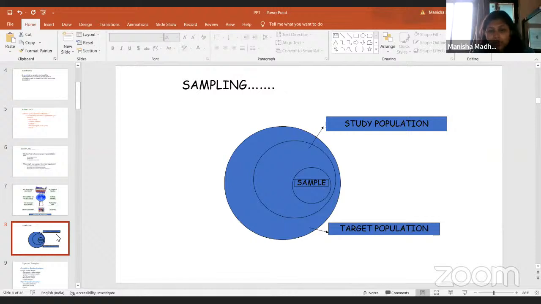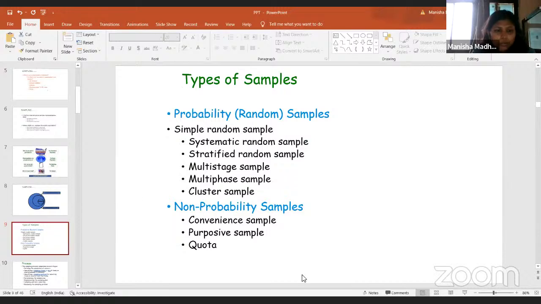So first of all, in this diagram also, you need to target the entire population. From that, you need to study the population. And from there, you need to choose a few individuals whom you should study in detail so as to reach an adequate conclusion.